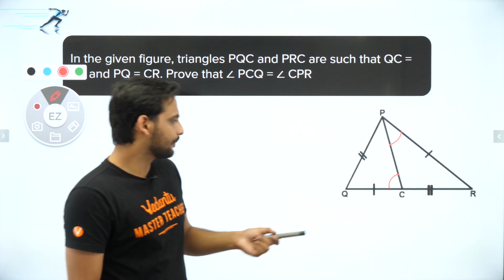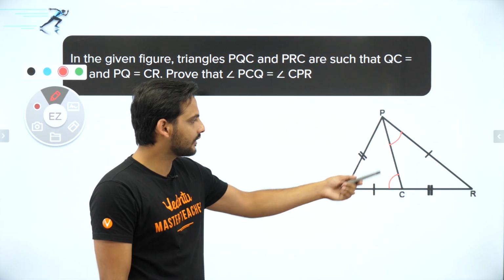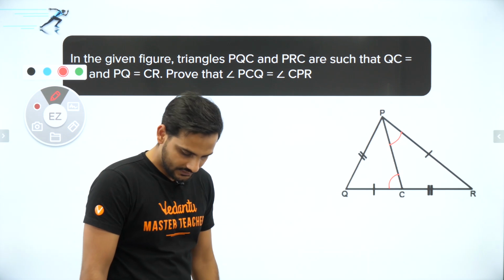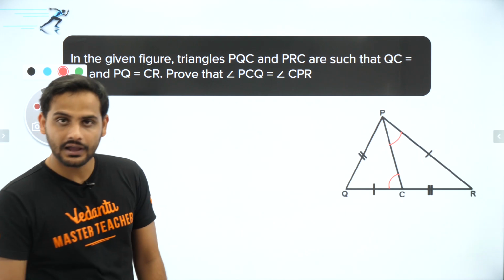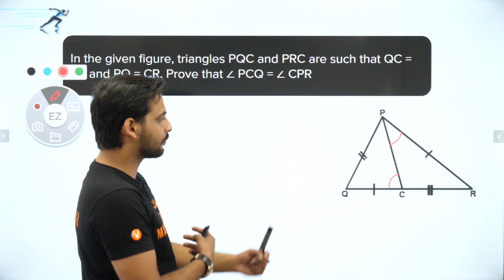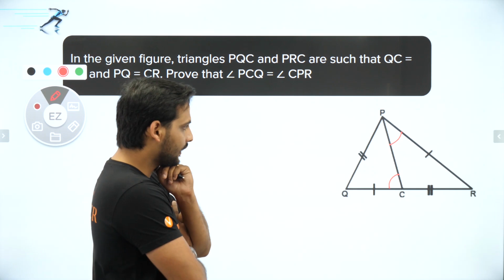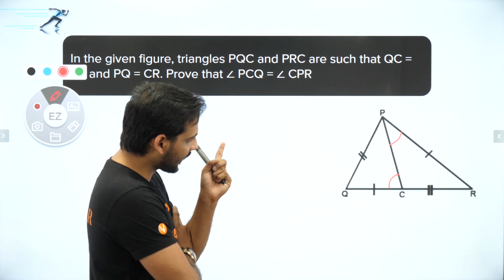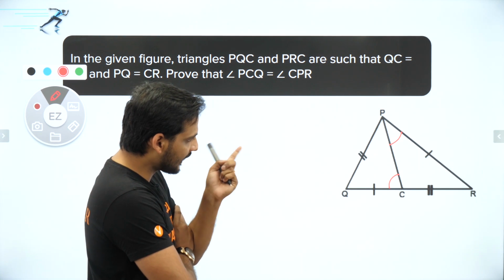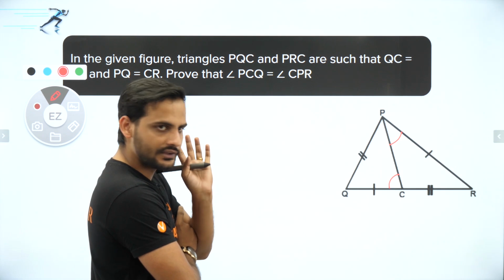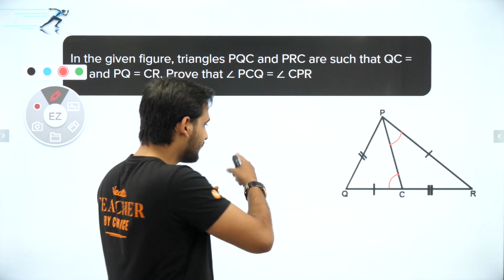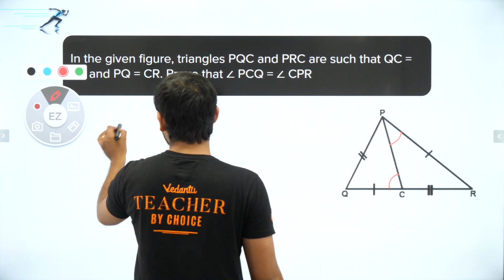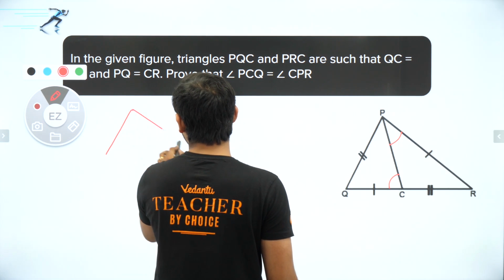As you can see, sides are given equal. So I have to think how I can get these two angles equal. I have to prove something congruent. If you look at both the triangles PQC and PRC, two sides are given equal in both, and PC is also a common side. So let us draw this again. This part I will draw like this.